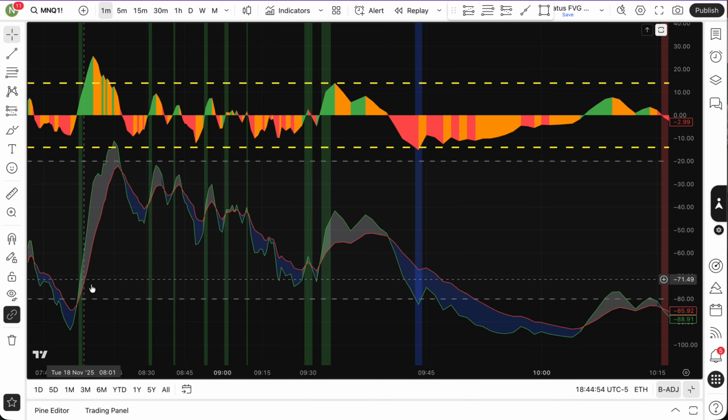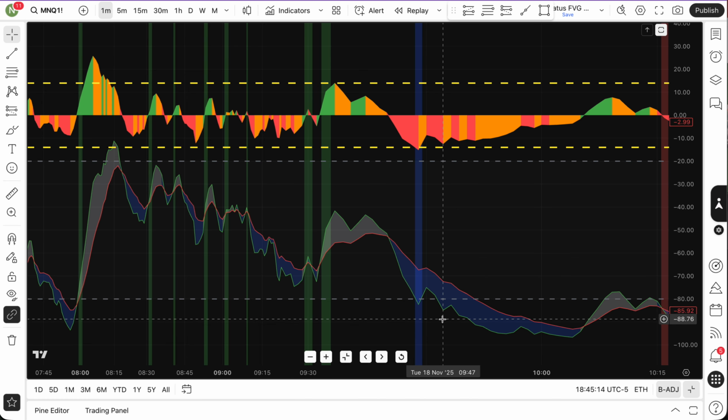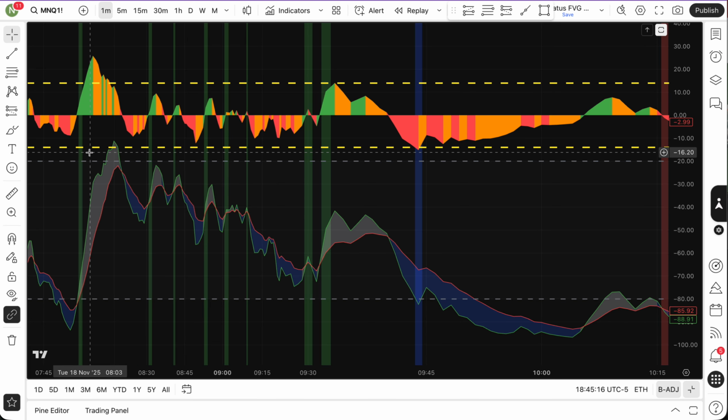So this one has two zones that are marked off. You have the upper extreme here at the -20 value. You have the lower extreme down here at the -80 value. And the way that we utilize this is to track when the cloud enters and stays in those extremes for prolonged periods of time. Okay. This is how we see where we're at in terms of trend exhaustion.